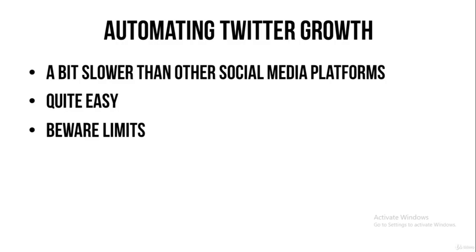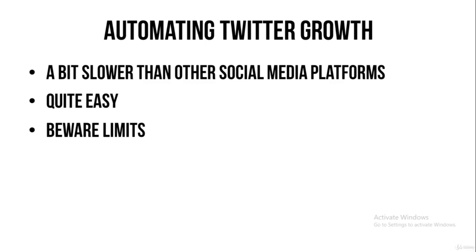Now, there's a few things you have to know about Twitter. It's a bit slower than the other social media platforms. It grows a bit slower, but on the other hand, it's quite easy. And another thing, you have to be aware of the limits of Twitter. They also have following and unfollowing limits. So we don't want to cross those limits and get our account banned. So those are the three things you have to know about automating Twitter growth. It's a bit slower, but it's quite easy. And we also have to be aware of the limits.